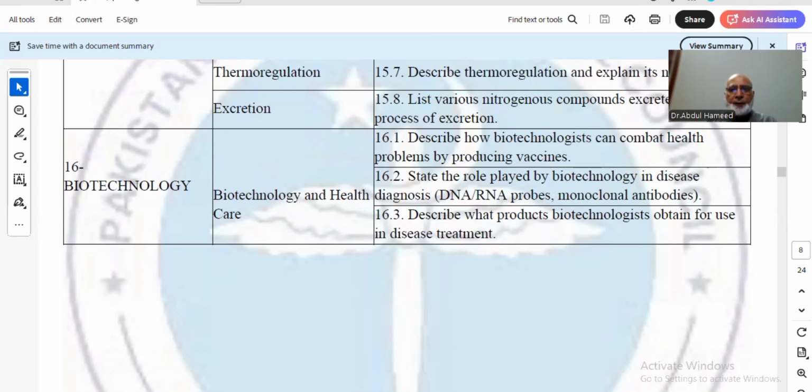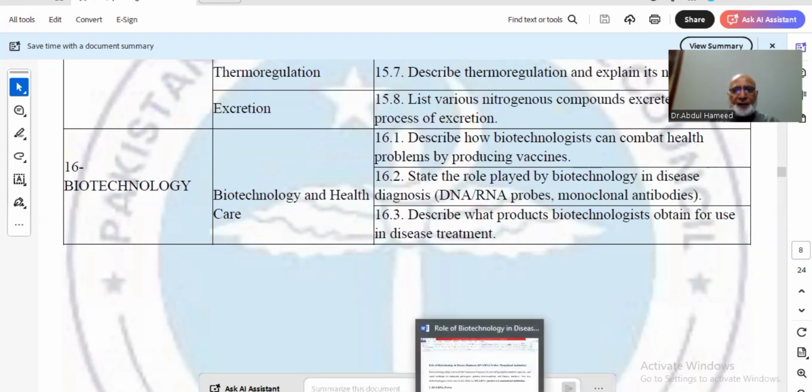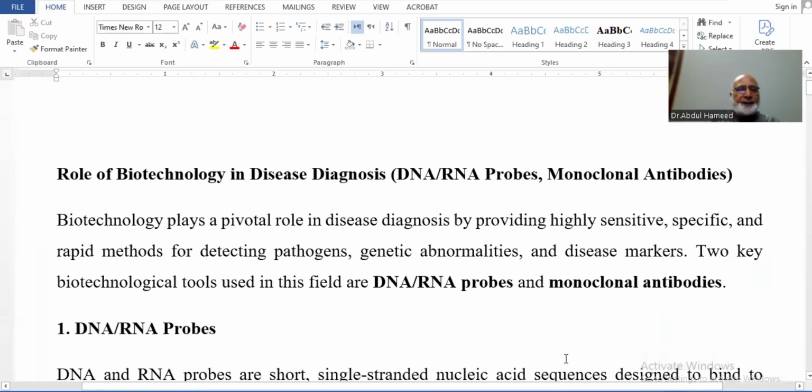Dear students, today's topic is the description about the role played by biotechnology in disease diagnosis, and particularly we will discuss DNA, RNA probes, and monoclonal antibodies, because this is part of our syllabus in the MDCAT test. So let's start with the proceeding. The role of biotechnology in disease diagnosis, and particularly DNA, RNA probes and monoclonal antibodies.